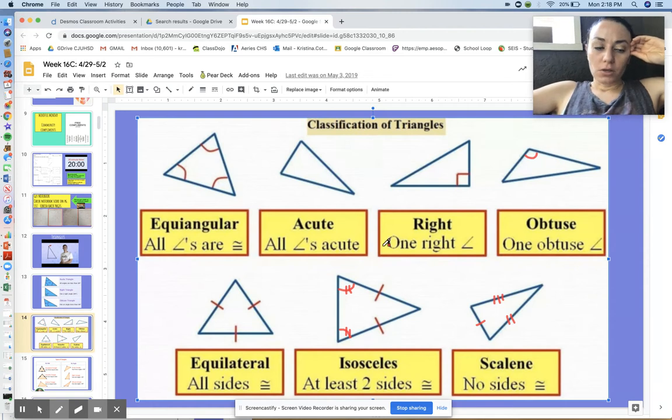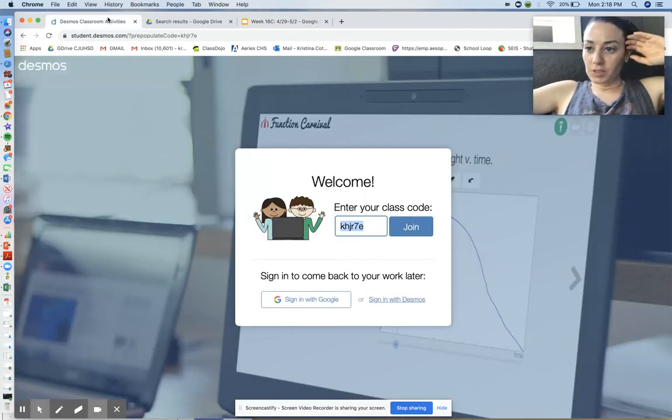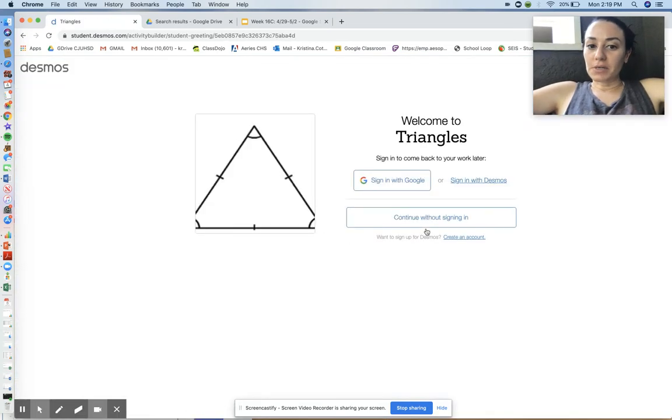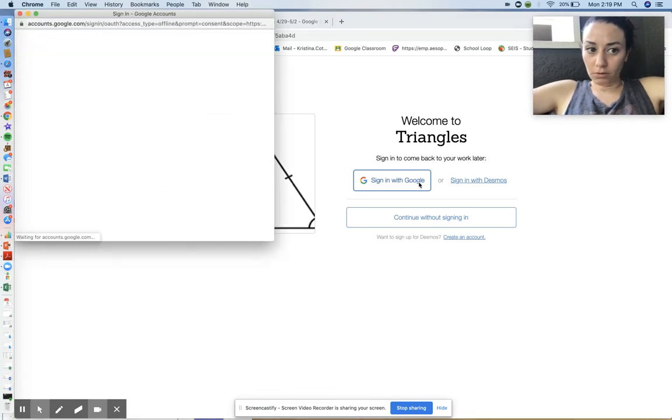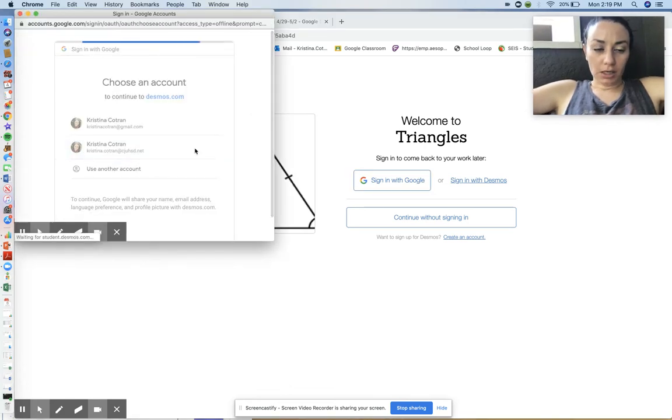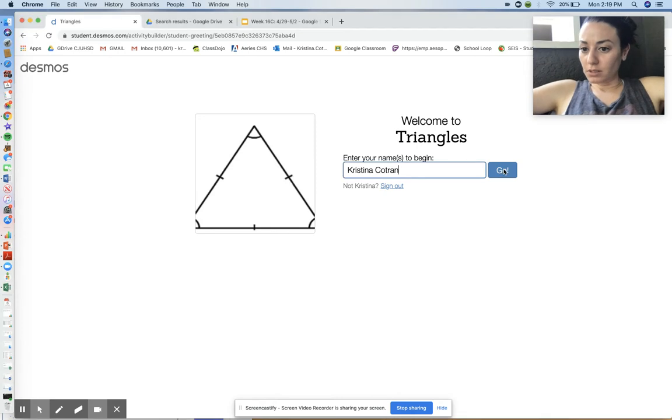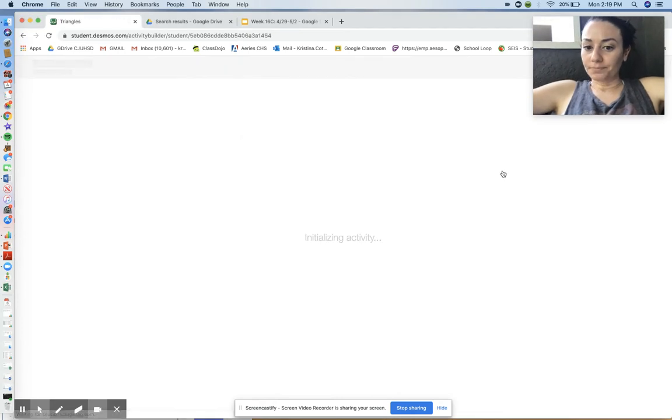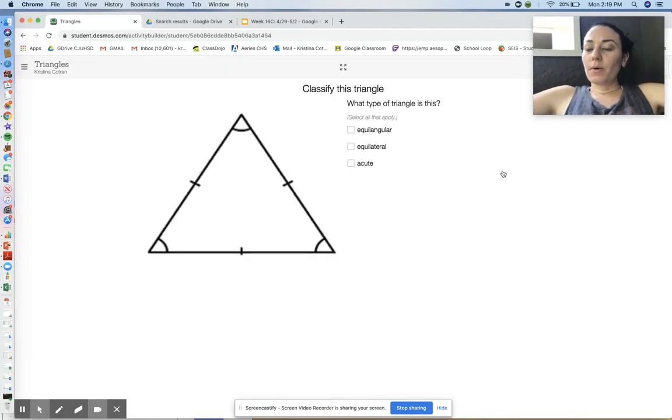Now we're going to go to the Desmos activity, which is going to review different types of triangles. Let's begin. Let's sign in with Google and let's go. Remember what I just talked about? What type of triangle is this? Is it equiangular? Are the angles equal? Are the sides equal? Is it acute?